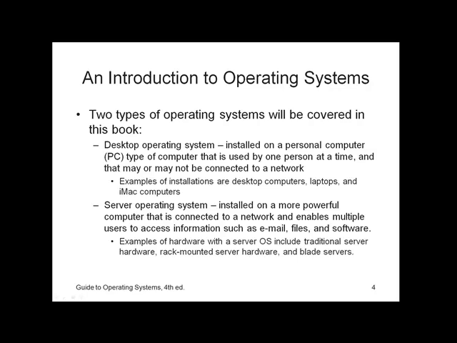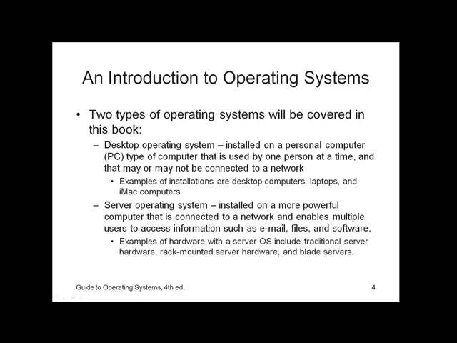Now, for the sake of this course, there are two types of operating systems that we will cover in this book. Desktop operating systems, which are installed on a personal computer or PC and is used typically by one person at a time and may or may not be connected to a network. Examples of installations are desktop computers, laptops, even iMac computers are all examples of desktop operating systems.